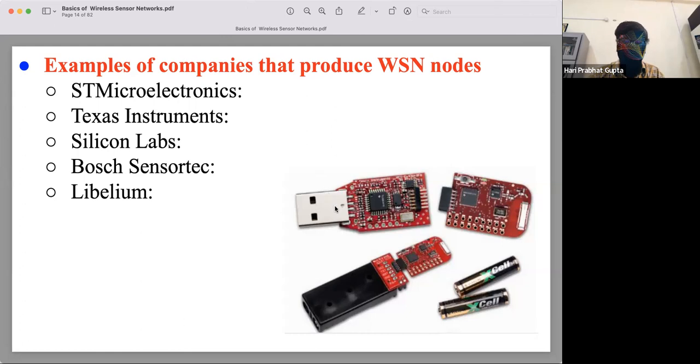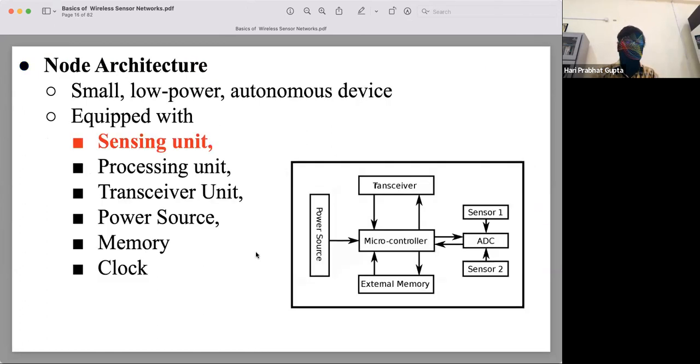So here in the picture, we can see that this node has the USB connection, and this node is powered by two cells like this one. So all these are the requirements; based on what requirement is there, we can pick and select the node. So definitely we need to go to these company sites to check what the availability is.